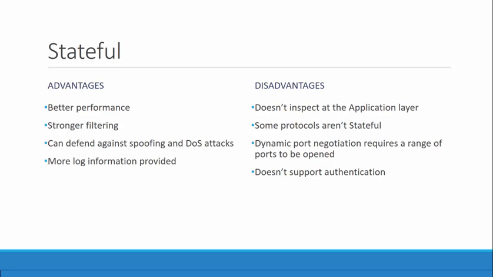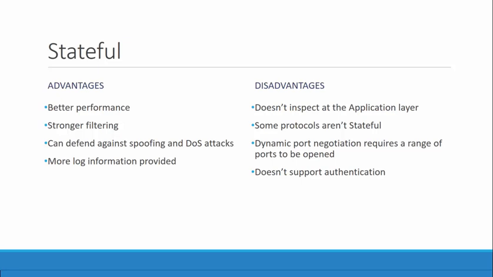Dynamic port negotiation, again, requires a range of ports to be open, same thing with the packet filtering. If we do dynamic port negotiation, it's going to require us to open a range of ports, thereby creating a larger hole in our wall. And it doesn't support user authentication. So those are some of the disadvantages.